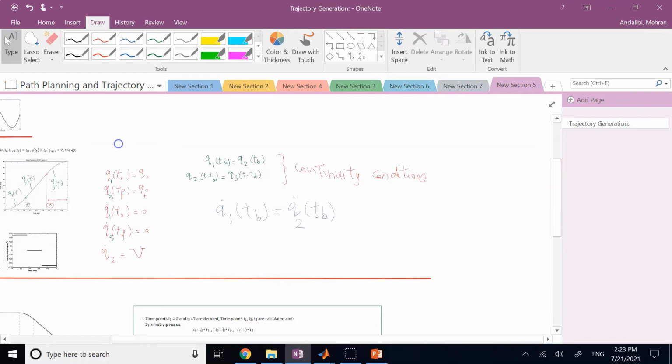Okay, you need that. And then I have, as I said, q1 dot at t blend is the same as q2 dot at t blend. And q2 dot at t final minus t blend is the same as q3 dot at t final minus t blend. These two I call smoothness conditions.